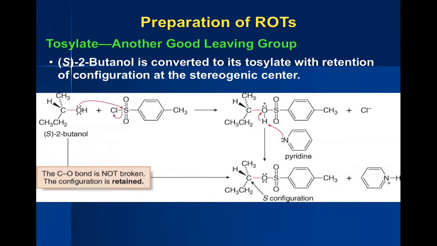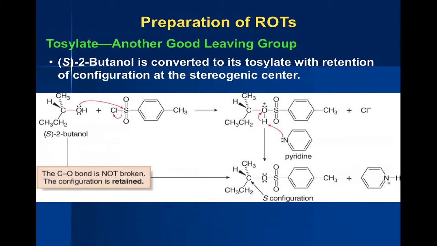The mechanism for this is quite simple. The alcohol reacts with the sulfur. The sulfur has a chlorine on it. This is called tosyl chloride. The leaving group leaves, and you end up making the protonated tosyl group. You have a base, usually they use pyridine, that comes in and abstracts the hydrogen, and you end up with the tosylated alcohol.